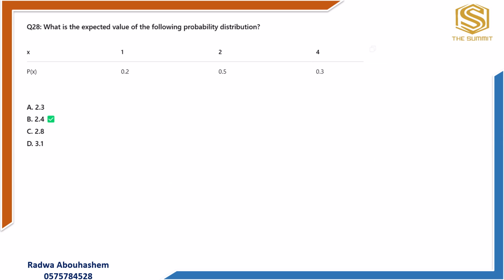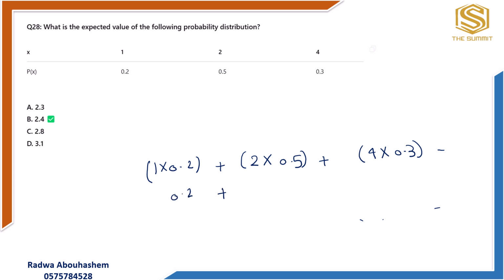What is the expected value of the following probability distribution? Okay, expected value means that the value times its probability and we take the sum. So I'm going to say it's 1 times 0.2 plus 2 times 0.5 plus 4 times 0.3. So here 0.2 plus 1 plus 1.2. So 1.2 plus 1.2 gives me 2.4.